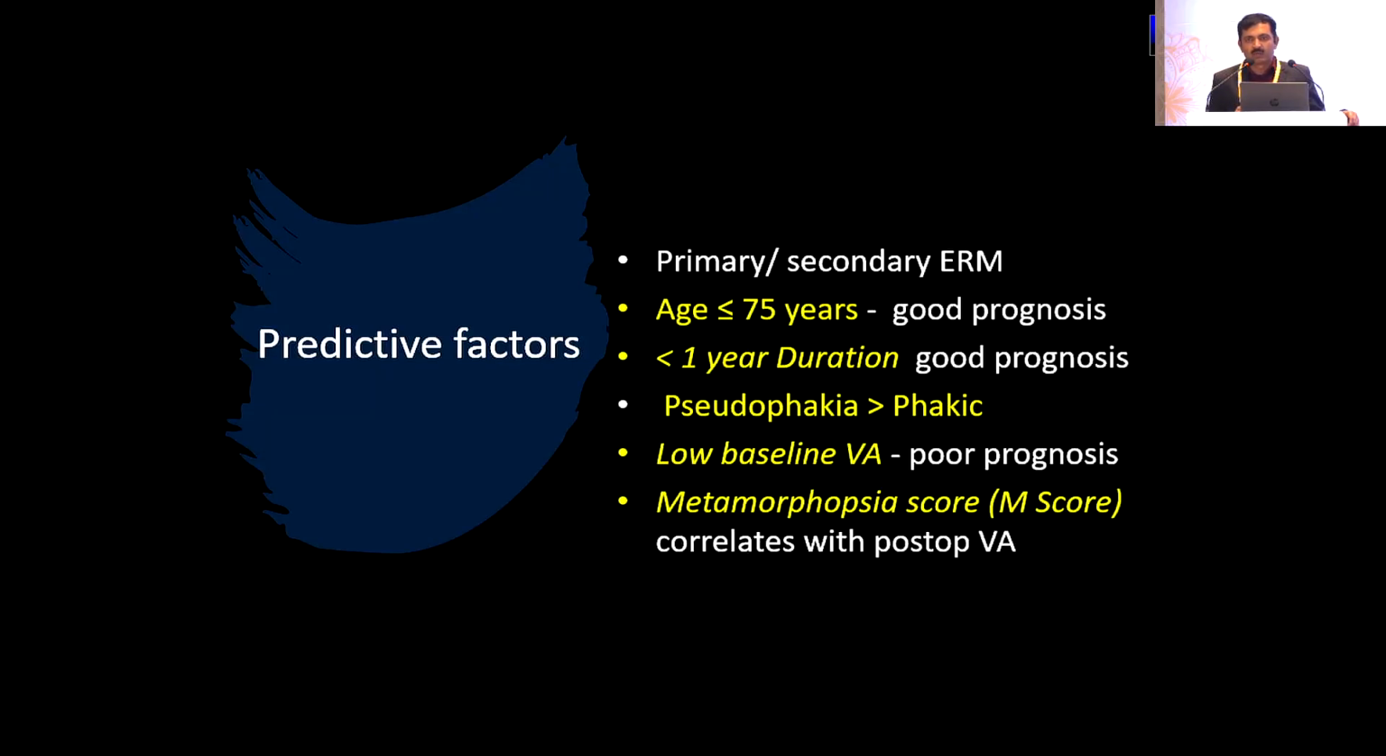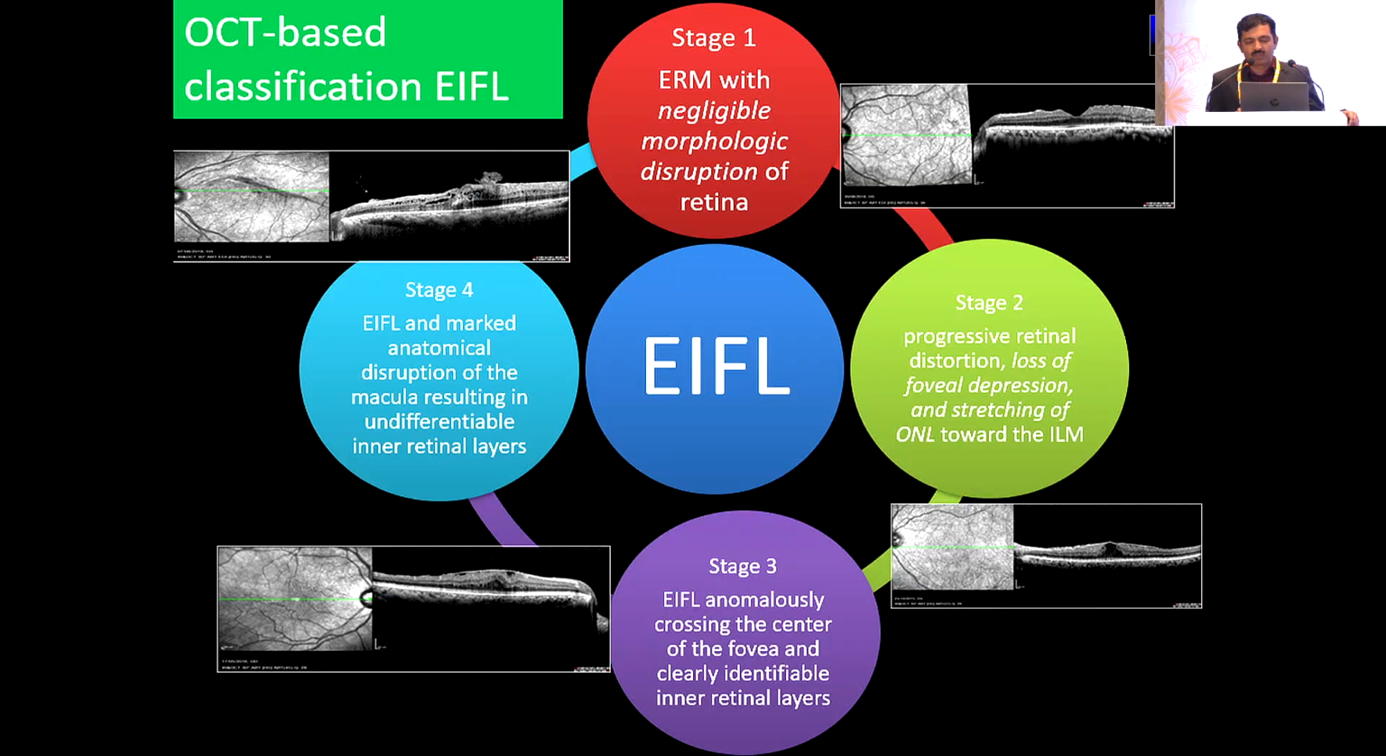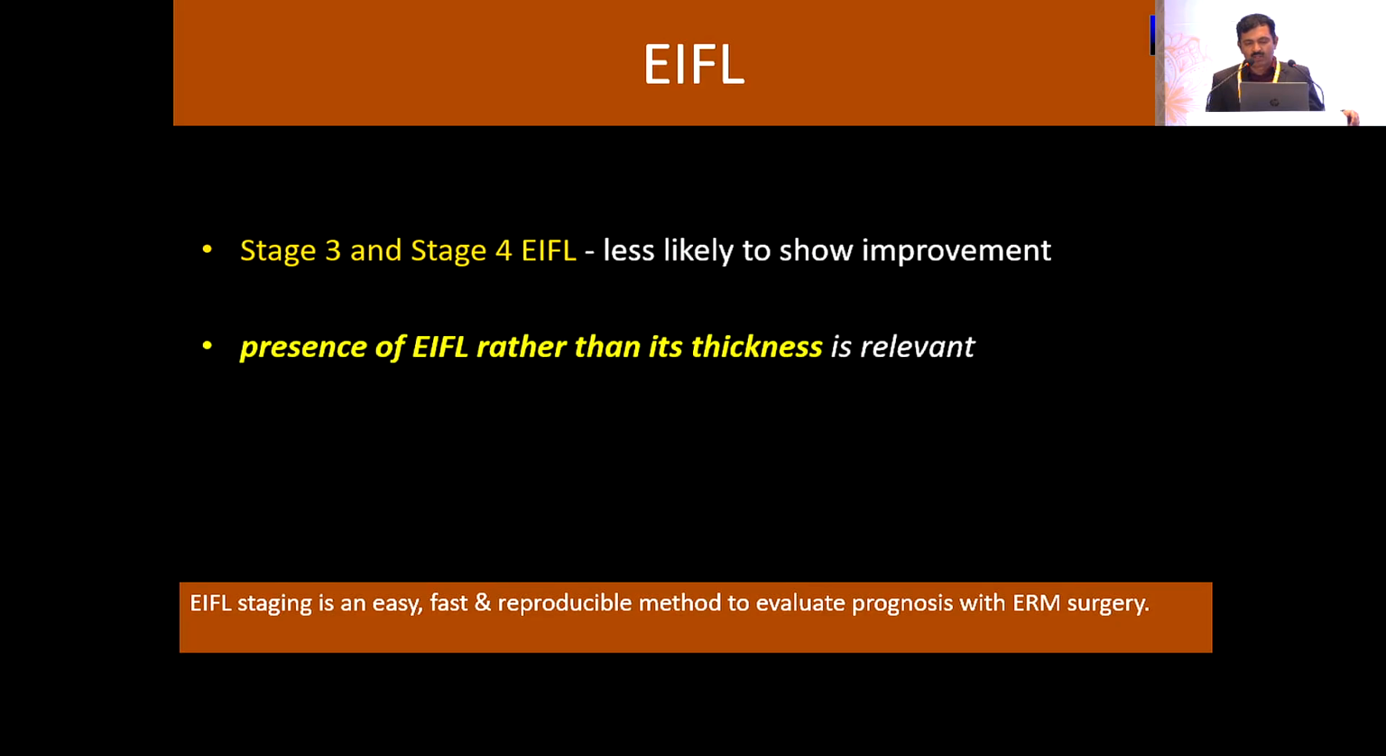Next, moving on to the epiretinal membrane, it could be either primary or secondary. The younger the age, the better the prognosis. The lesser the duration, the better the prognosis. Pseudophakic patients do well. Look at the metamorphopsia score also. One important thing to look at in epiretinal membrane is the presence of an ectopic inner foveal layer. The grading you can see on spectral domain OCT; stage 4 ectopic layers tend to do poorly compared to the other stages.